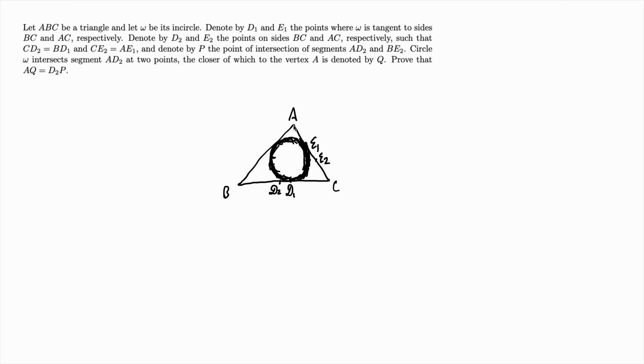Draw A D sub 2 and B E sub 2, and this intersection right here we denote as P. Circle omega intersects AD sub 2 at two points, the closer of which to the vertex A is denoted Q. Prove that AQ equals D sub 2 P, so this length and this length are the same.